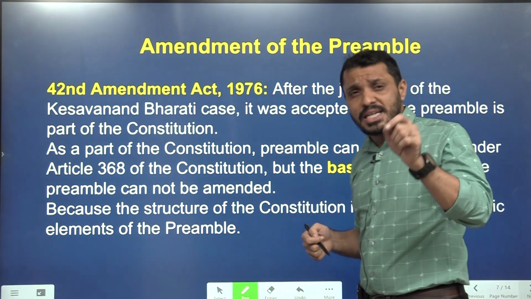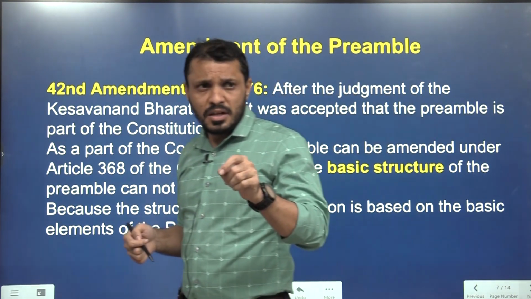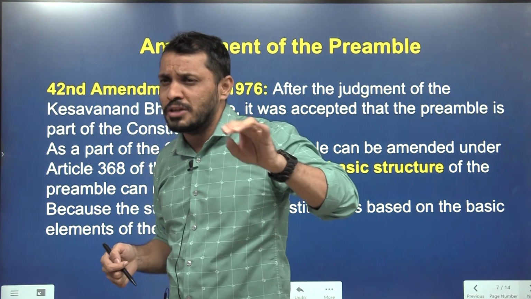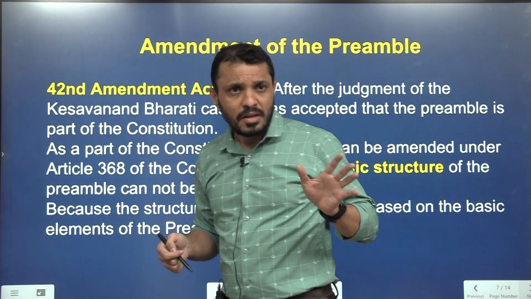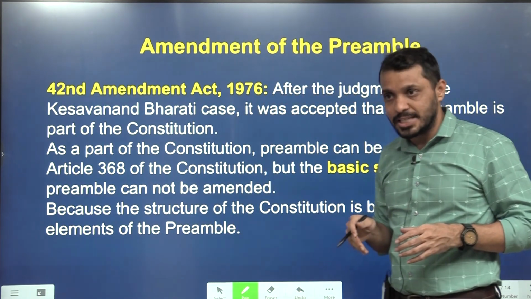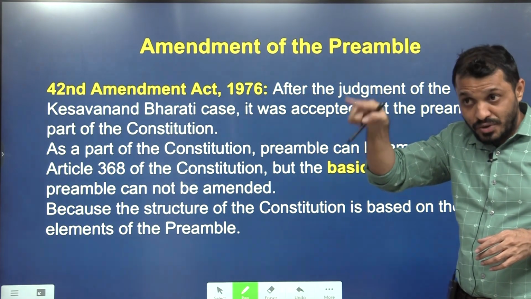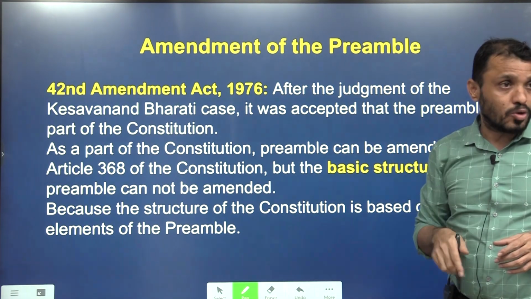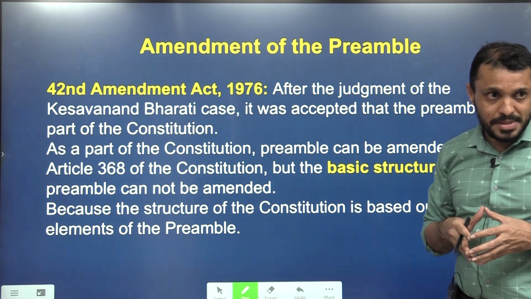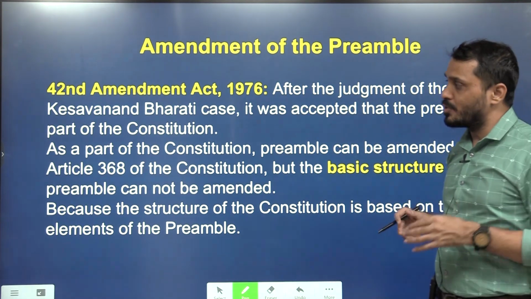Actually, through the same 42nd Amendment 1976, the government almost gave unlimited powers to Parliament to amend the Constitution in whichever way they like. So, the majority of the things which they did through the 42nd Amendment 1976, either they were reversed through the 44th Amendment or the Supreme Court cancelled them out in the Minerva Mills case 1980. Okay, these are the two ways.